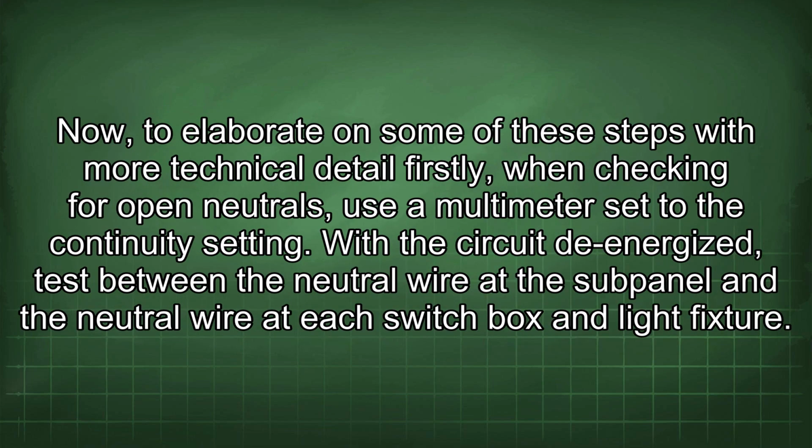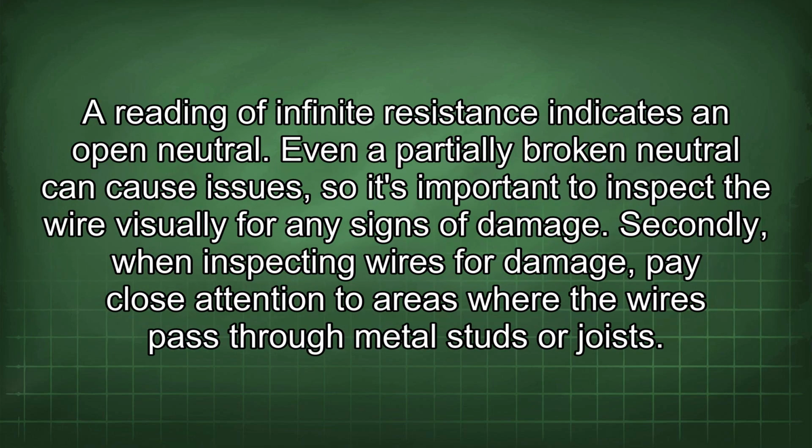Now, to elaborate on some of these steps with more technical detail. Firstly, when checking for open neutrals, use a multimeter set to the continuity setting. With the circuit de-energized, test between the neutral wire of the subpanel and the neutral wire at each switch box and light fixture. A reading of infinite resistance indicates an open neutral.